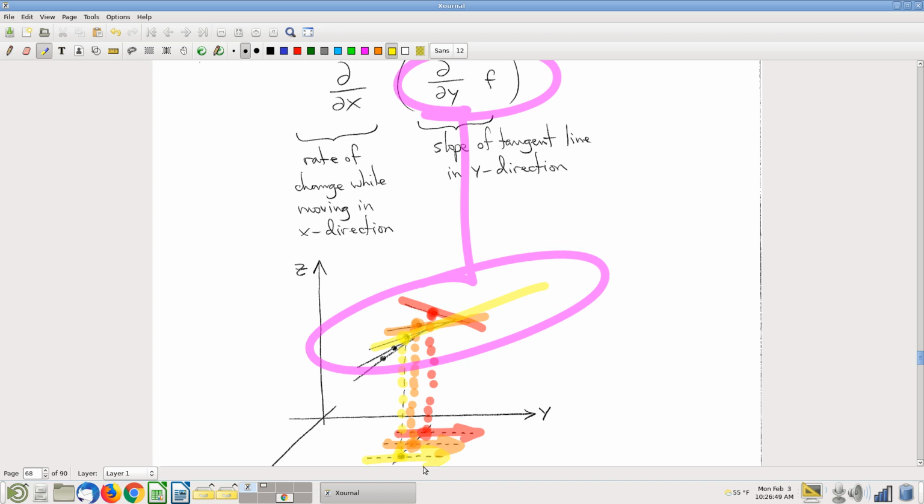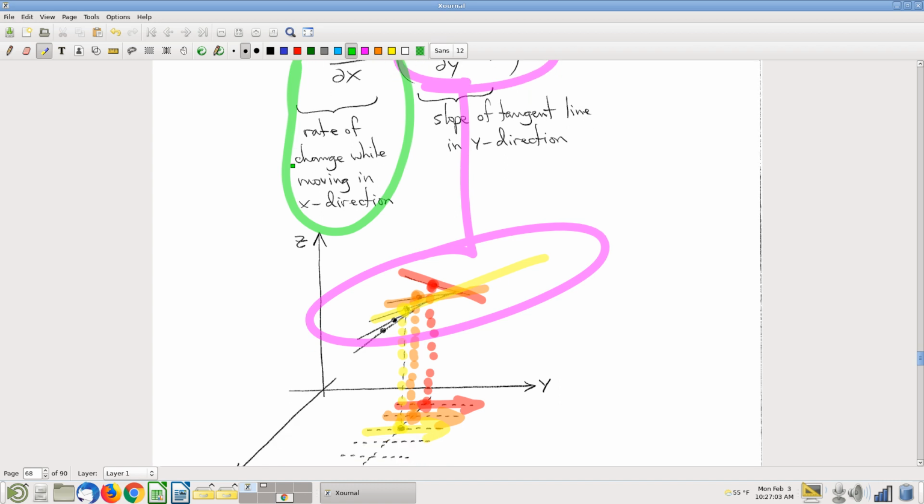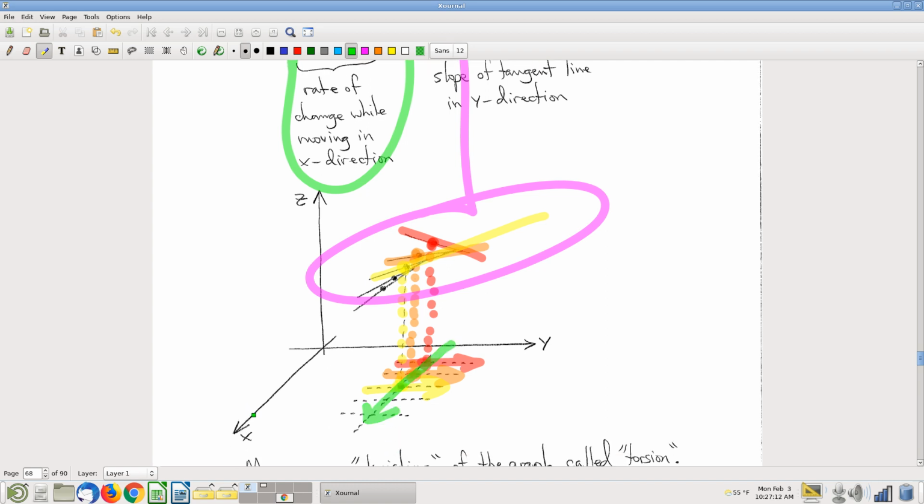Okay. So how does the x partial show up then if the slopes that I'm looking at are all in the y direction? Well, as we discussed a moment ago, I'm going to think of the x partial as measuring or helping us keep track of how much those slopes are changing as I move in the x direction.